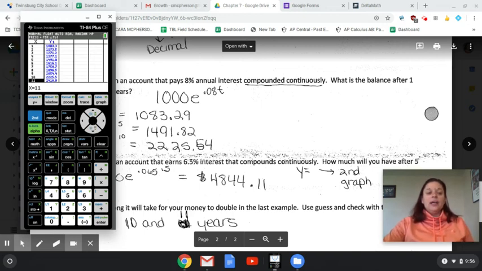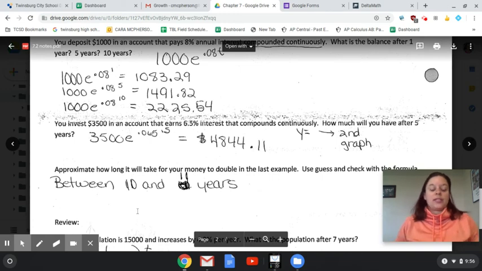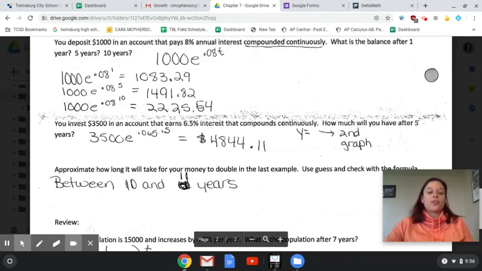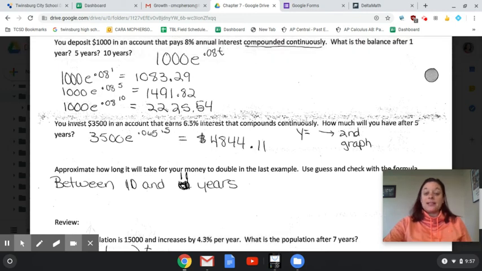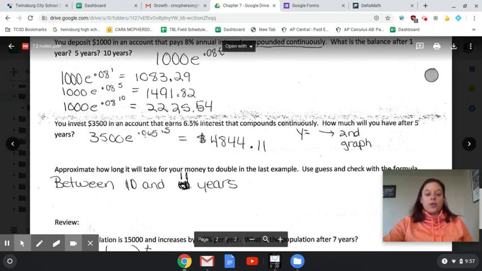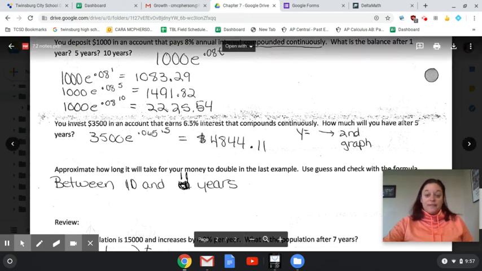It's also nice to have this table because it helps you make predictions. So if you look at the second one, and this is kind of where you'll see that idea of making a prediction. This time, we're doing $3,500, our account is earning 6.5% interest. And again, you see this phrasing compound continuously. That tells you that you're using this Pert formula. Your initial amount, 3,500. E, your exponent, you're going to write that as a decimal, 0.065. It wants to know how much you're going to have after 5 years.